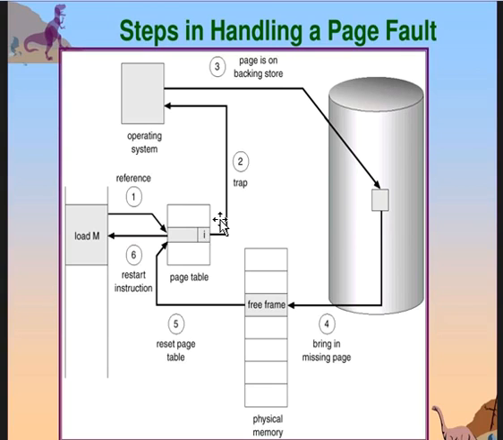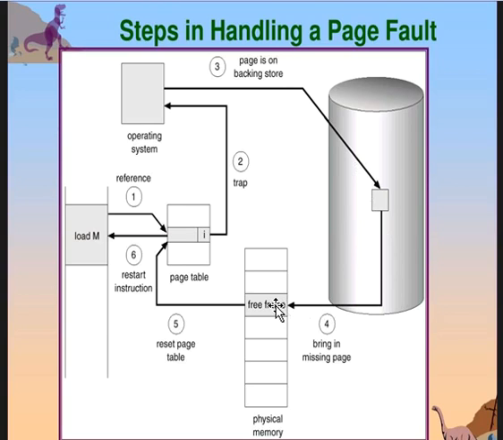So now the third one: we find a free frame, by taking one from the free frame list, for example. Now the fourth one: we schedule a disk operation to read the desired page into the newly allocated frame.